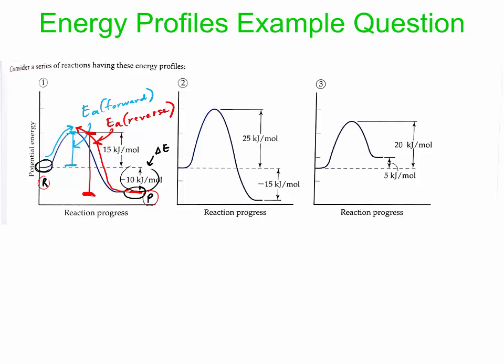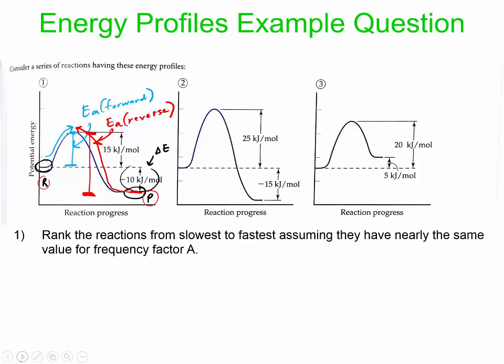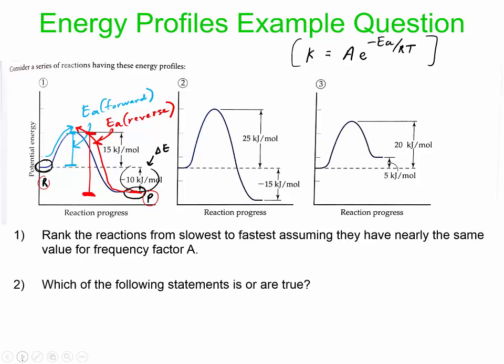Okay, with that said, let's go over a couple of questions here, and I want to see what you guys come up with. This says rank the reactions from slowest to fastest, assuming they have nearly the same value for frequency factor A. And if you recall, let me write the Arrhenius equation. So here's our rate constant: it's this frequency factor A times e to the negative EA divided by RT. We want to use this and apply it to what you're seeing in these energy profiles to answer these questions.